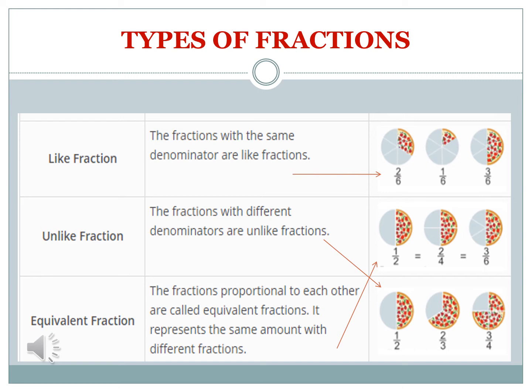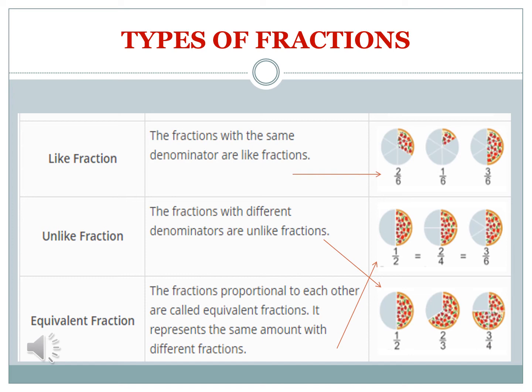When I divide a pizza into two parts and I select 1, I get the fraction 1 by 2. If I increase the division of the parts and I keep it in proportion, I make 4 parts and I select 2, I get a fraction 2 by 4. Similarly, if I divide the pizza into 6 parts and select 3 out of that, half out of that, the fraction becomes 3 by 6.